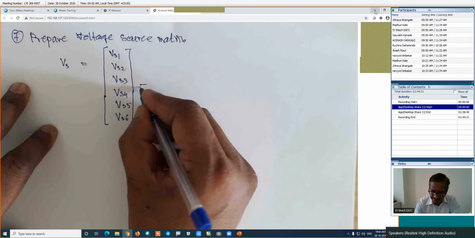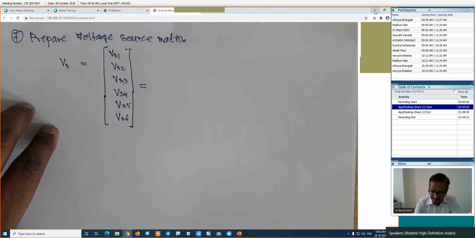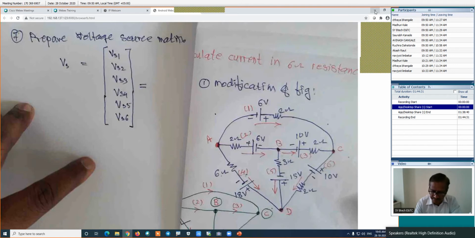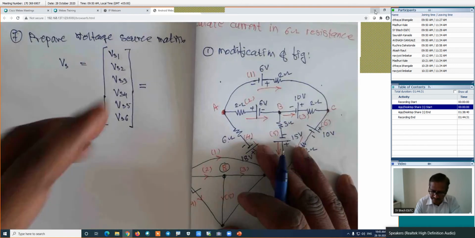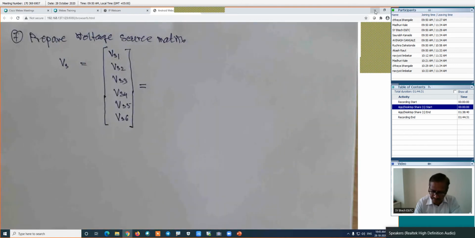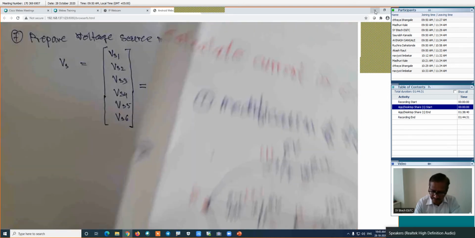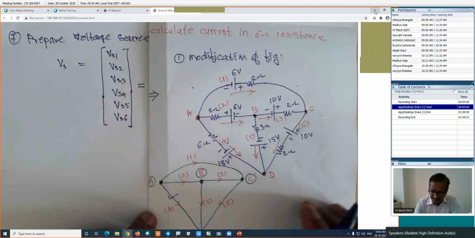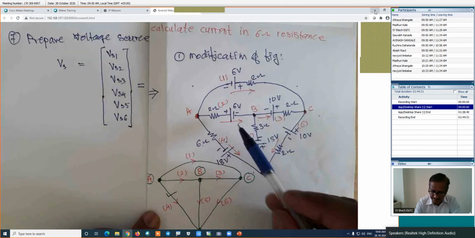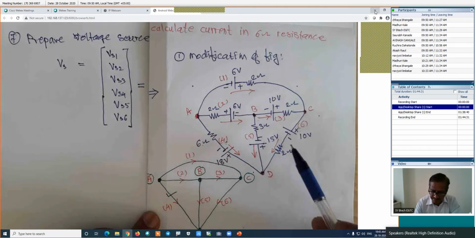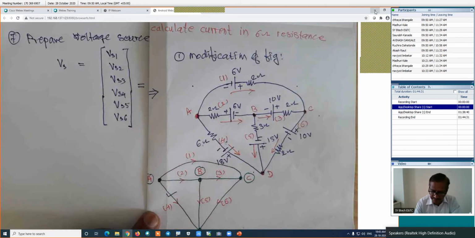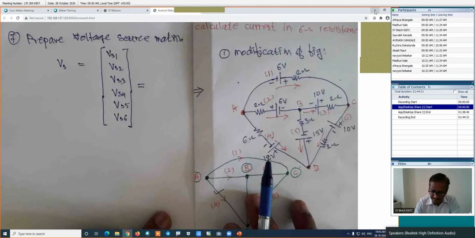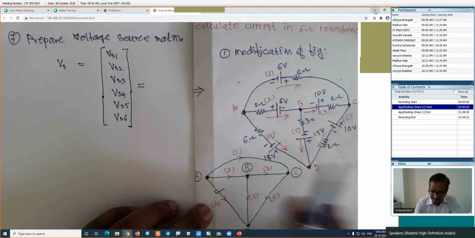I will show this figure. Here, look, we have the 6 branches: branch number 1, branch number 2, branch number 3, branch number 4, branch number 5, branch number 6. In each branch there may or may not be a source, and accordingly we prepare this matrix.